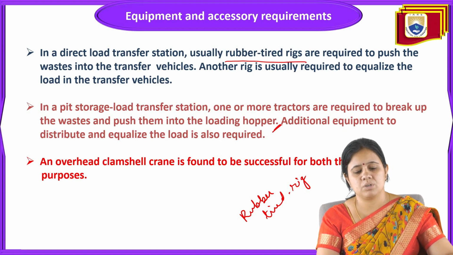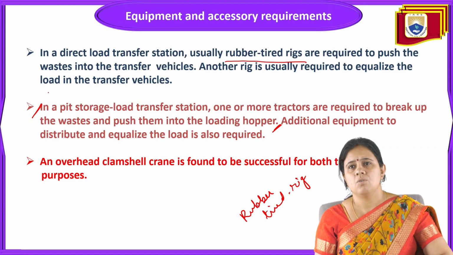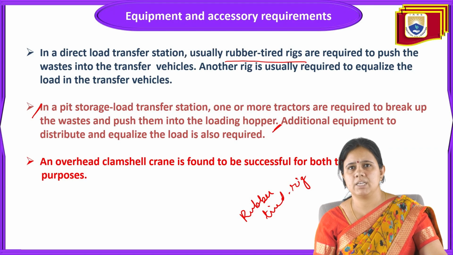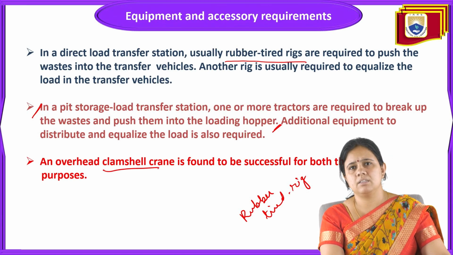In a pit storage load transfer station, one or more tractors are required to break up the waste and push it into the loading hopper, and additional equipment to distribute and equalize the load is also required. An overhead clamshell crane is found to be successful for both purposes.